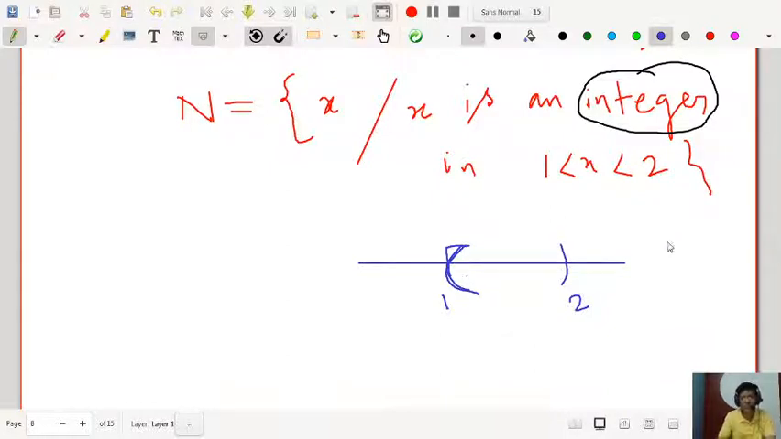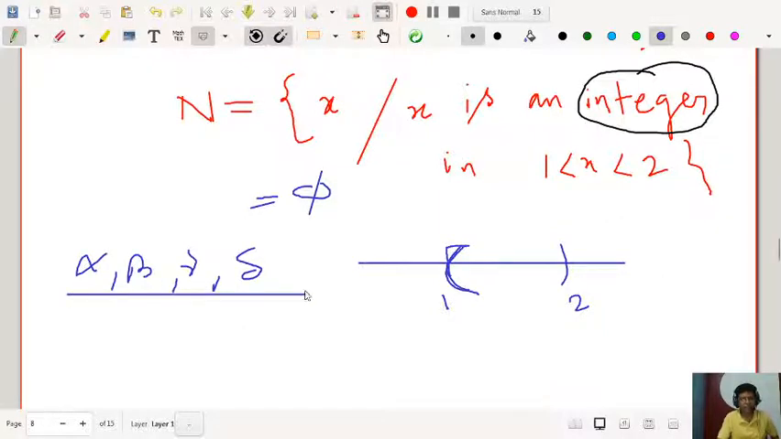So this is infinity. There are no integers between 1 to 2. This type of set is called null set or empty set, and that is denoted by phi. Phi is a Greek letter, just like alpha, beta, gamma, delta. These are all Greek alphabets, right? So this is phi, another symbol used to denote the null set.